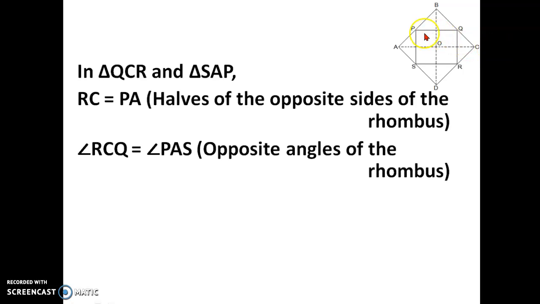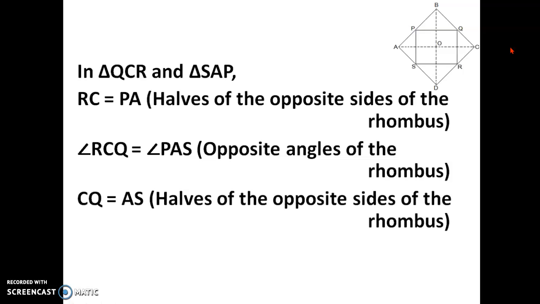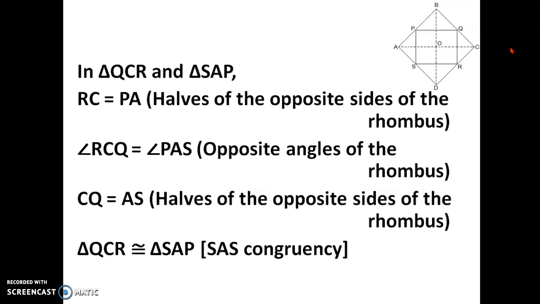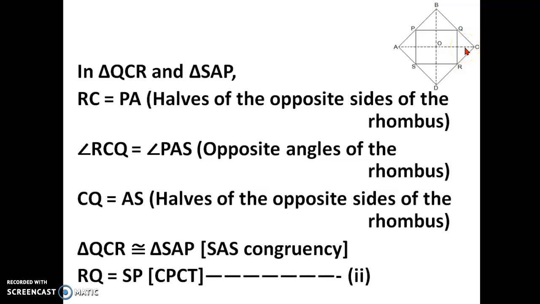Then angle C and angle A, these opposite angles of the rhombus, are also equal. Then CQ is equal to AS, half of the opposite sides of the rhombus, that is also equal. So by SAS congruency we can say that these two triangles are congruent. How we proved it for the previous two triangles, in the same way these two triangles are also congruent. So we can say that RQ is equal to SP.